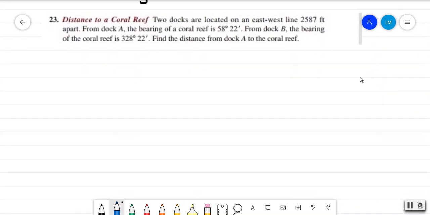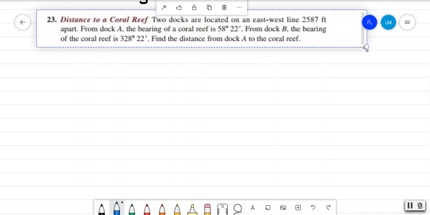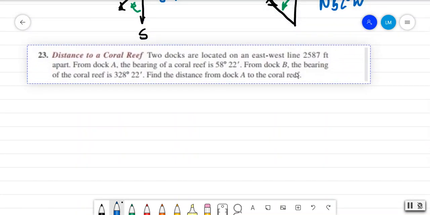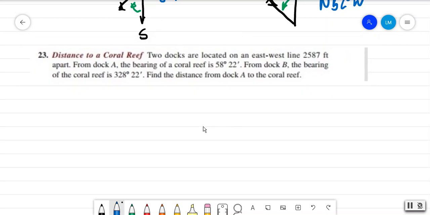So this question says that two docks are located on an east to west line, and I'll just put it up here, east to west line, 2,587 feet apart. From dock A, the bearing of a coral reef is 58 degrees 22 minutes. From dock B, the bearing of the coral reef is 328 degrees 22 minutes. Find the distance from A to the coral reef.